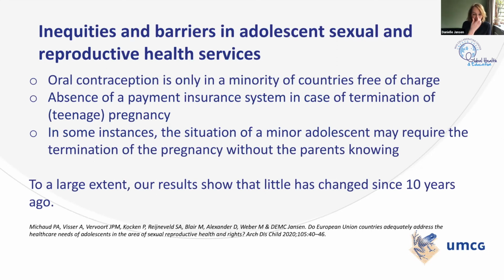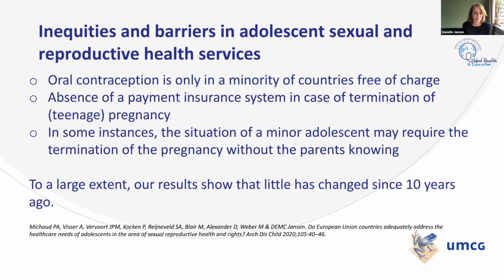On this slide, I'm showing the experienced health system barriers in sexual and reproductive health services. The first two barriers are related to payment of services. In only 11 of the 30 countries, oral contraception is free of charge, but often under certain conditions, for example, at a reduced price from 18 to 20 years of age. In several countries, termination of a teenage pregnancy is covered by the insurance company, while in other countries, the expenses have to be covered by the adolescent's parents.